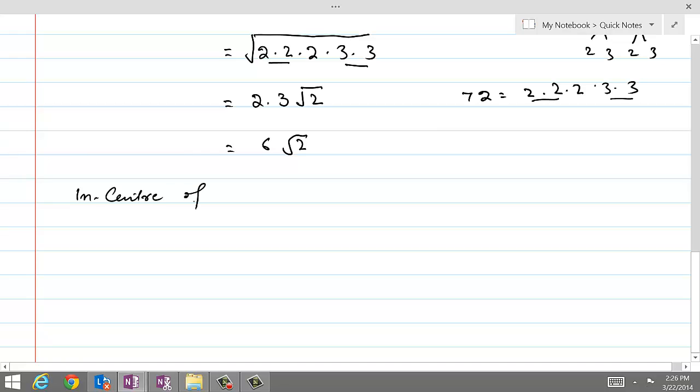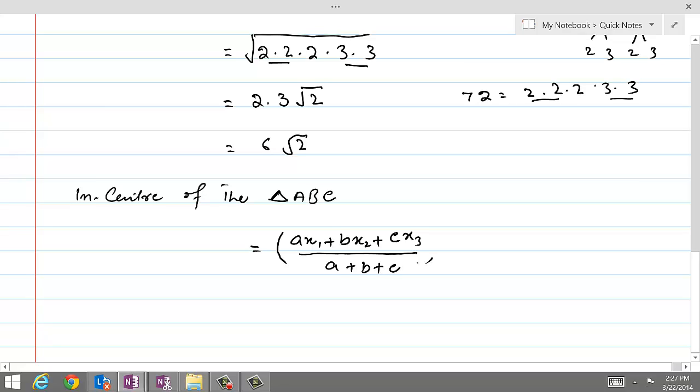of the triangle ABC is equal to (a x1 plus b x2 plus c x3) over (a plus b plus c), and similarly (a y1 plus b y2 plus c y3) over (a plus b plus c).